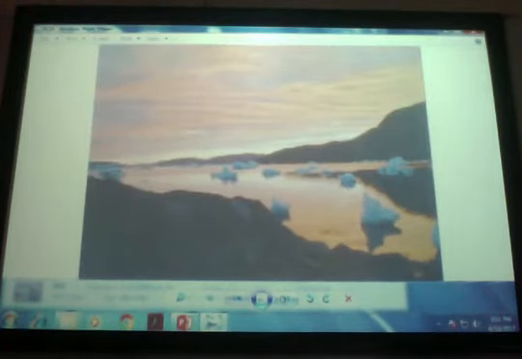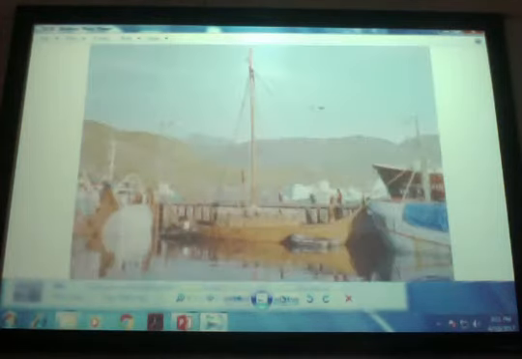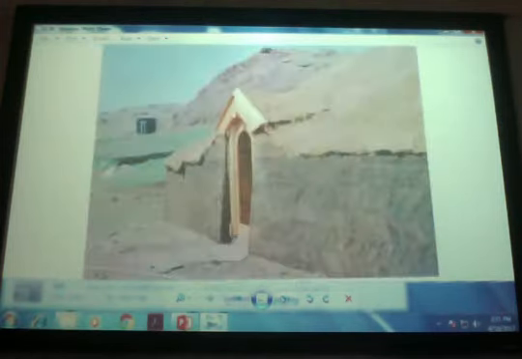South Greenland by night. These are now repeating always. Next one. Yeah, that is also interesting.